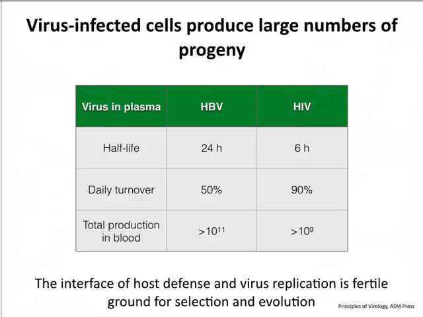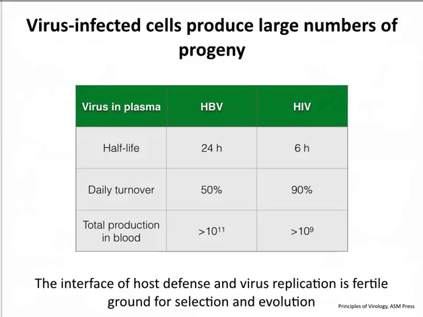So this is a table with 2 different virus infections on it, showing you the half-life of the virus in the blood, which is the time after which 50% of the viruses have lost infectivity. You can see it's an incredible number for HIV. 6 hours. Every 6 hours, half of the viruses turn over and they're replaced. For hepatitis B virus, it's about a day. Turnover here, 50%, 90%. And the total production in the blood, we talked last time about all the HIV in the blood. Over 10 to the 9th particles a day are produced in the blood of HIV, over 10 to the 11th of hepatitis B virus.